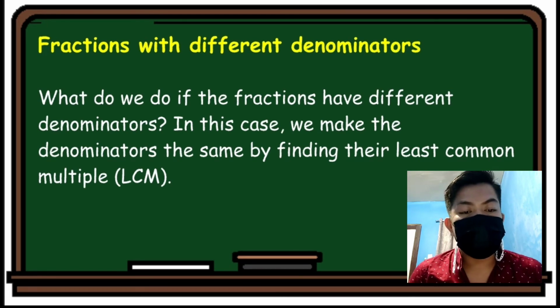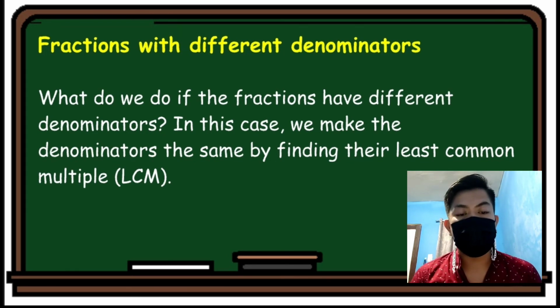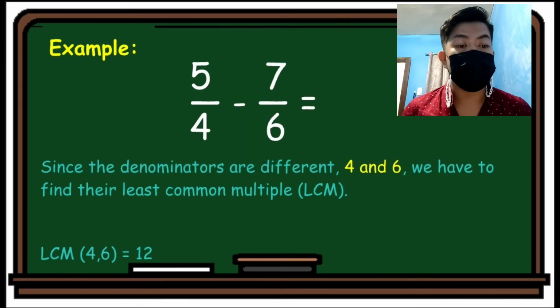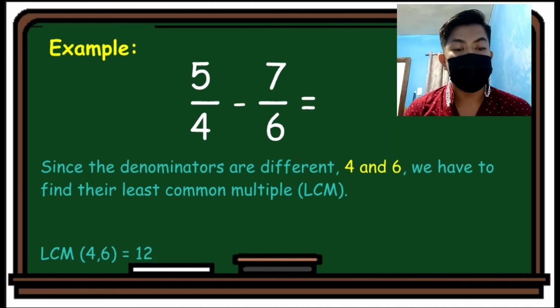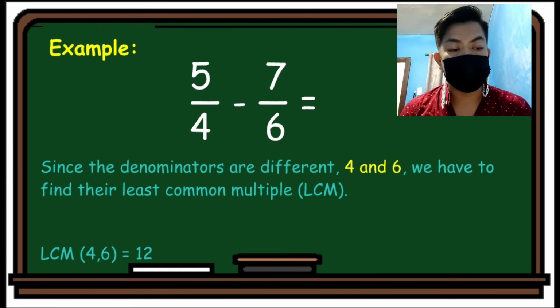So, fractions with different denominators. What do we do if the fractions have different denominators? In this case, we can make the denominators the same by finding their least common multiple, or LCM. Example: we have 5 over 4 minus 7 over 6. Since the denominators are different, 4 and 6, we have to find their least common multiple, or LCM.